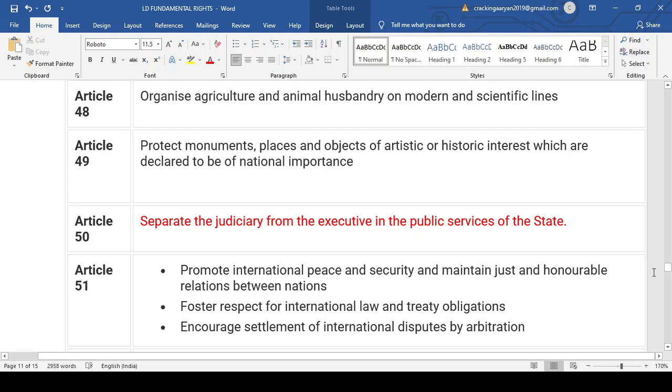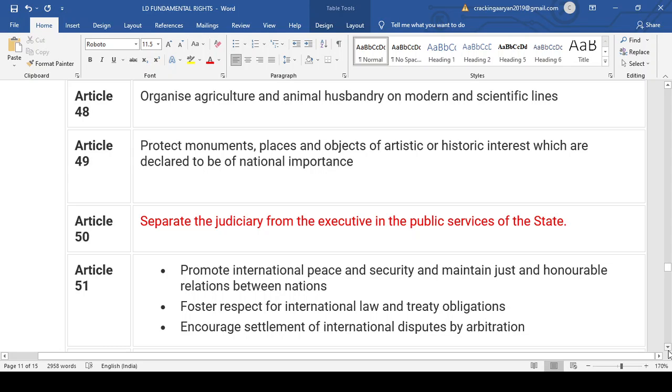You must have seen there are various cases on this, right? There is the case of MC Mehta versus Union of India. It is a very famous case. Okay, MC Mehta versus Union of India. So absolute separation is not talked about in the Indian Constitution. We have just a separation of the power.